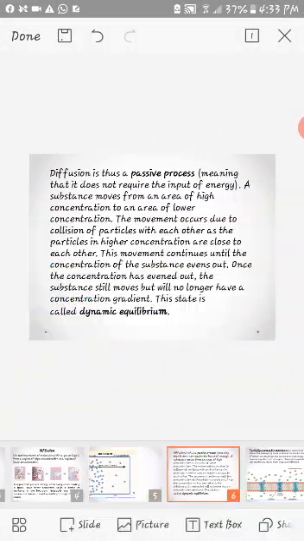Okay, so diffusion is a passive process. Why do we say that diffusion is a passive process? Because it does not require any energy. If a bottle of perfume is spilled, it will spread on its own.